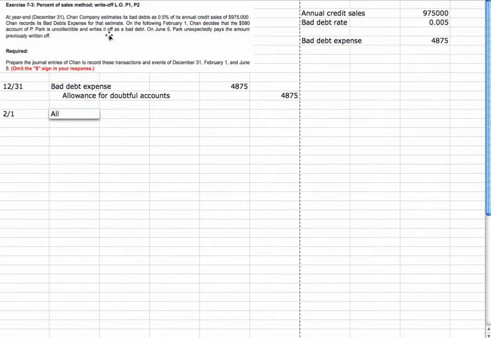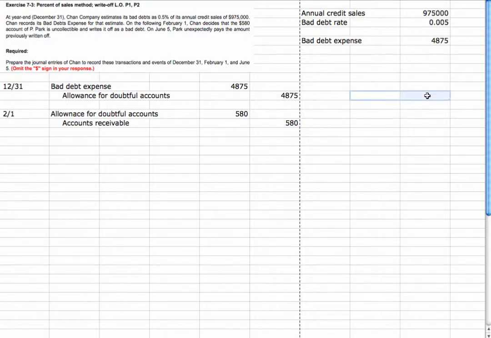So we're going to debit allowance for doubtful accounts in the amount of $580, and the corresponding credit is to accounts receivable for $580. That's how we do a write-off.